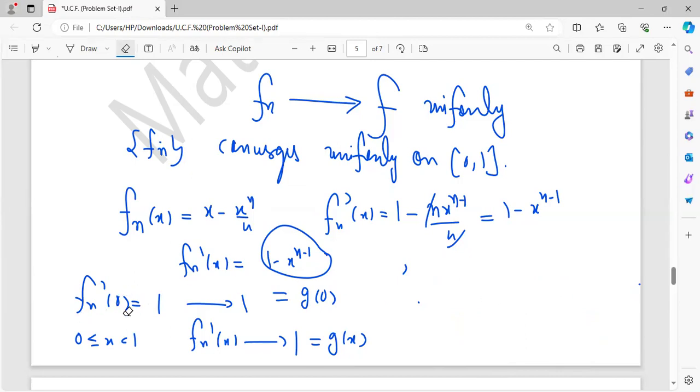Fn dash, when I am putting 0, then what about this? First of all, you take x equal to 1, then what will happen? This is 1, x to the power n minus 1 is 1. So that is 0, it will tend to 0.